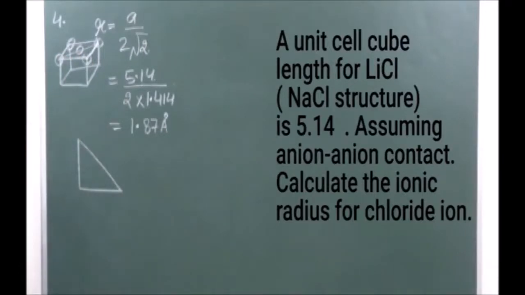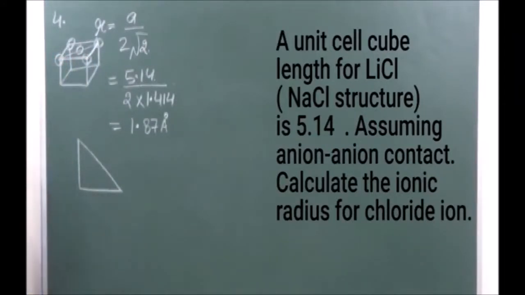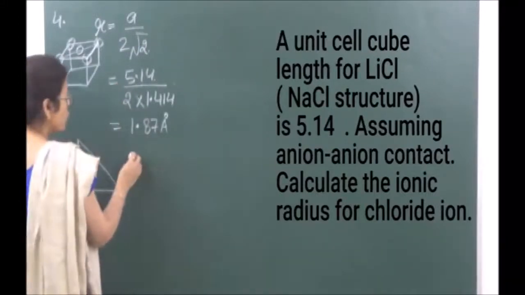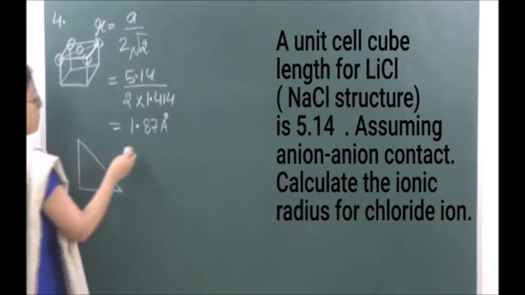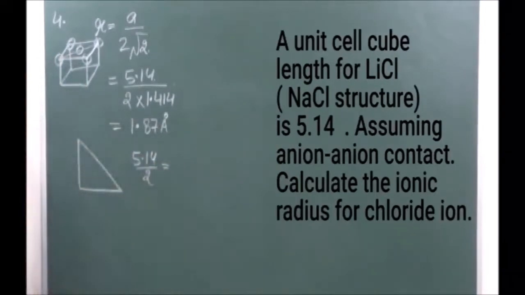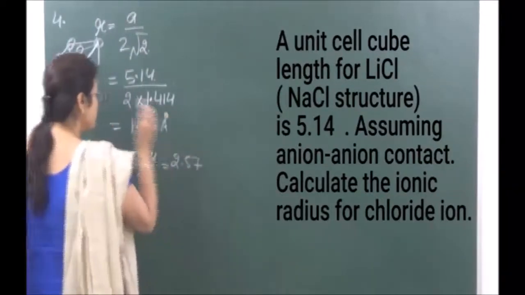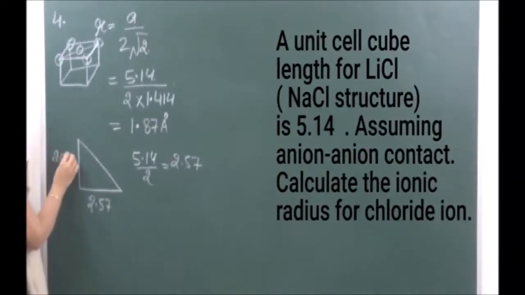Okay, so let's see what is the distance over here between lithium and lithium. That is given to us as how much? Total distance is given as 5.14. So the distance between lithium and chloride ion is 5.14 divided by 2. This comes to 2.57. So this means that this is 2.57 and this is also 2.57.